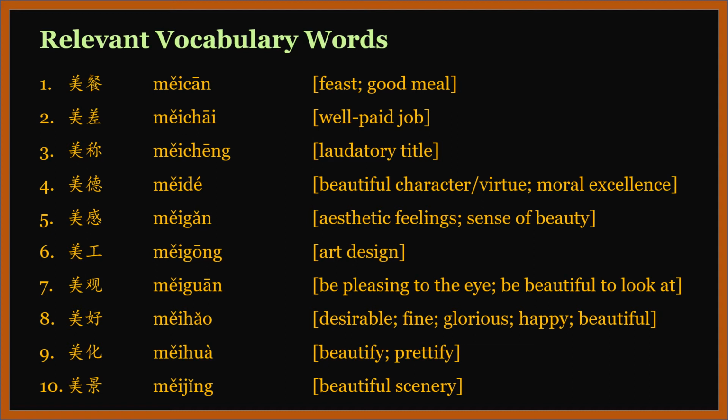美德 means virtue. So 美德 beautiful character or virtue or moral excellence. 美感 means feelings or sense. So 美感 aesthetic feelings or sense of beauty. 美工 means art design. 美观 is to be pleasing to the eye or to be beautiful to look at. 美好 means good. So 美好 means desirable or fine or glorious. 美化 is a verb, means to beautify or prettify. 美景 means landscape or scenery. So 美景 means beautiful scenery.